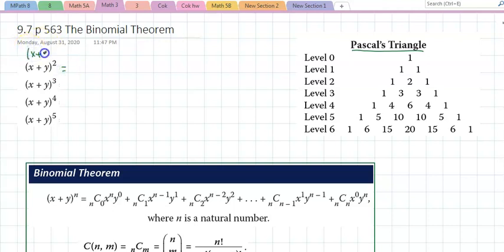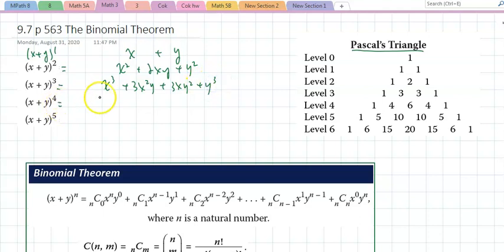If you take x plus y to the 1, isn't that x plus y? And if you take x plus y squared, that is x squared plus 2xy plus y squared. And x plus y cubed, that is x cubed plus 3x squared y plus 3xy squared plus y cubed. X plus y to the fourth is x to the fourth plus 4x cubed y plus 6x squared y squared plus 4xy cubed plus y to the fourth.